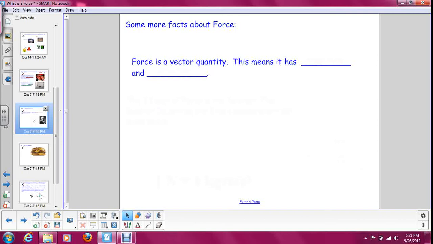A couple more facts about force. Force is a vector quantity, and we already talked about vector quantities and what they are. So you should know by now that it means it has a magnitude as well as a direction. So it not only matters how strong your force is, but what direction it's pointing in.